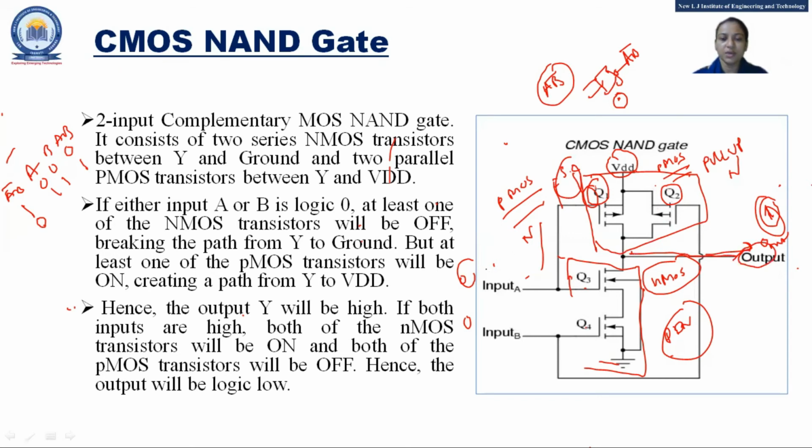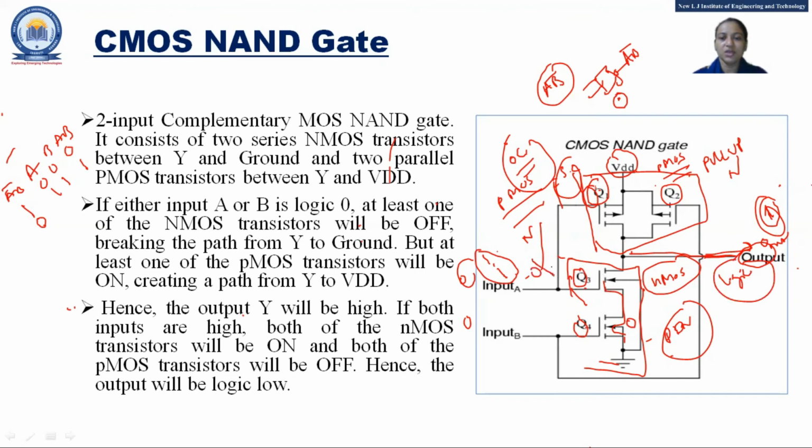Now what if the input we apply is 1 1? If we apply logic 1 at a PMOS, it becomes an open circuit, so no current will flow. This directly comes here, so Q3 and Q4 will be a short circuit and current will flow from here, but as it is connected with our ground, the logic is 0. So as output we received logic 0.